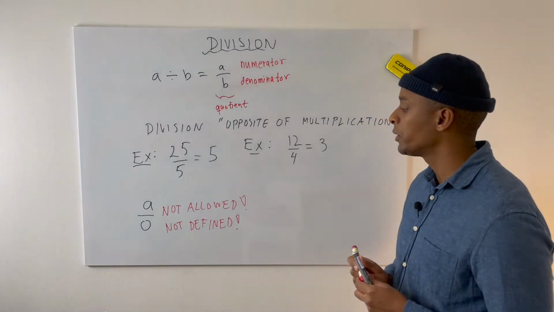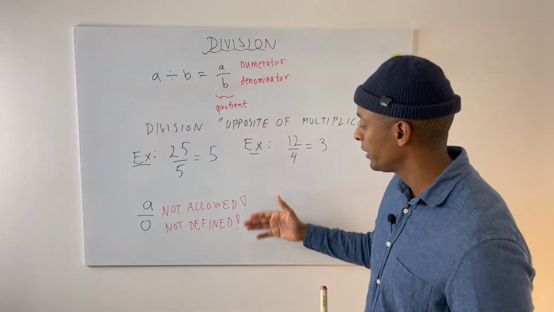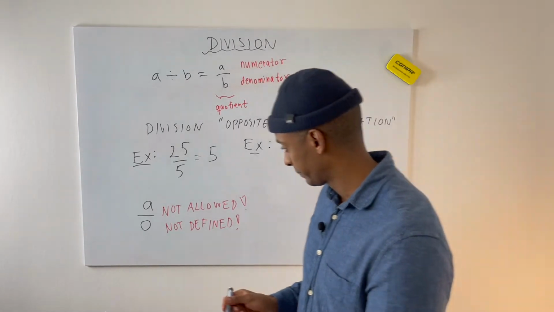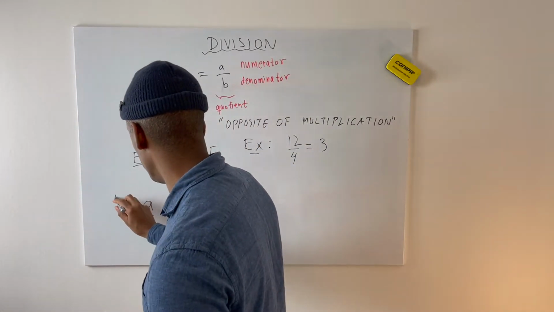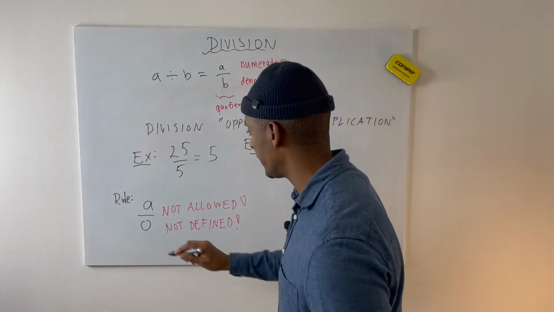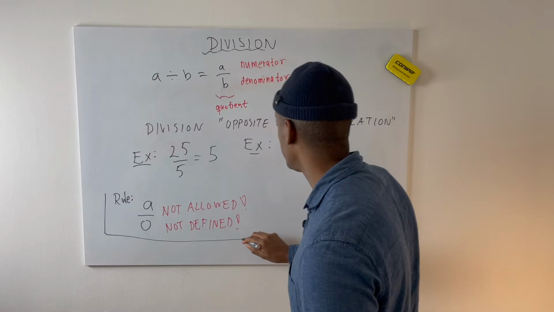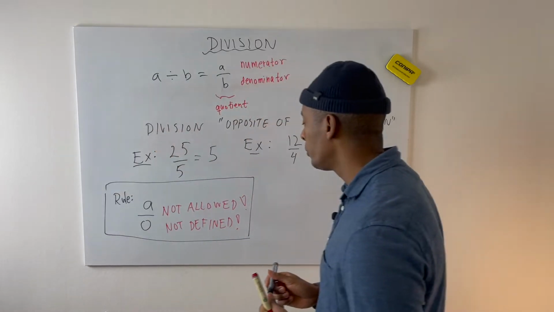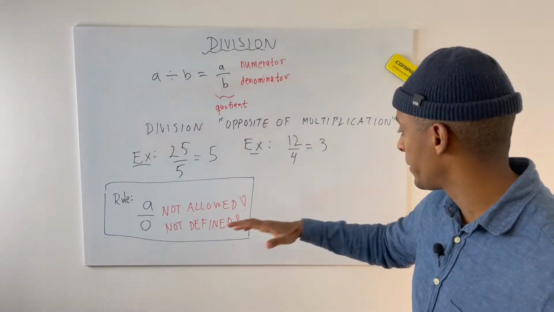Mathematicians sometimes, when they want to say that something is not allowed, also say it's not defined. So that's the rule. The rule is that the denominator should never be 0. Super, super important rule. Guys, please pay attention to this.